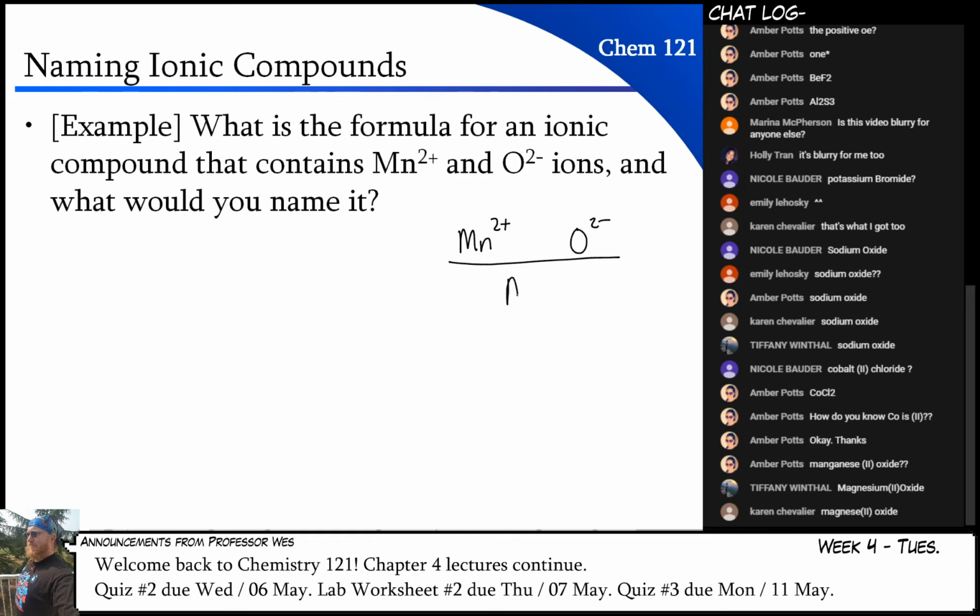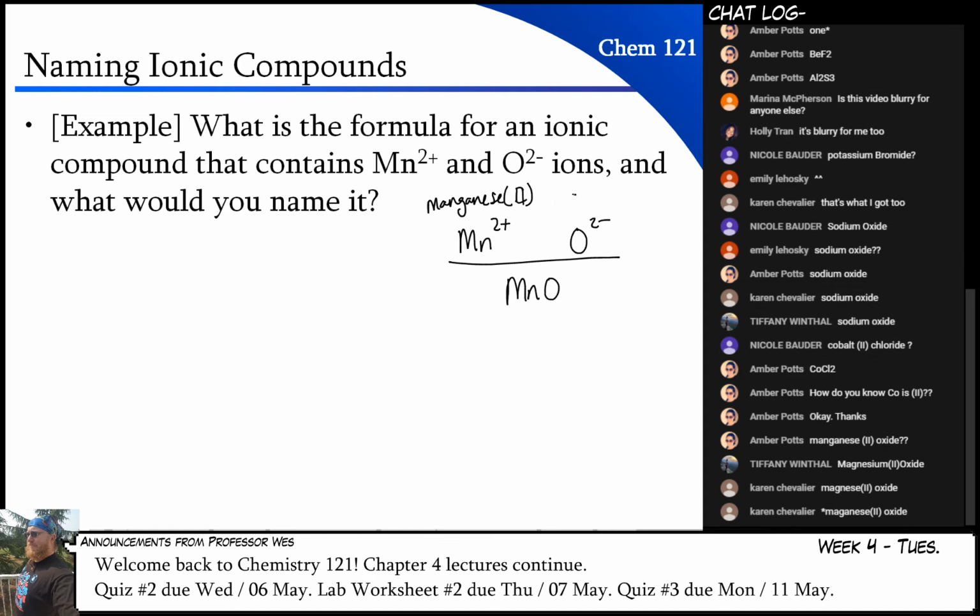So these ions balance out. And so the formula I would write would be MnO. And then the name of this would be manganese(II) oxide. Now, two things before we continue. First of all, does everyone know the Roman numerals up to 8?